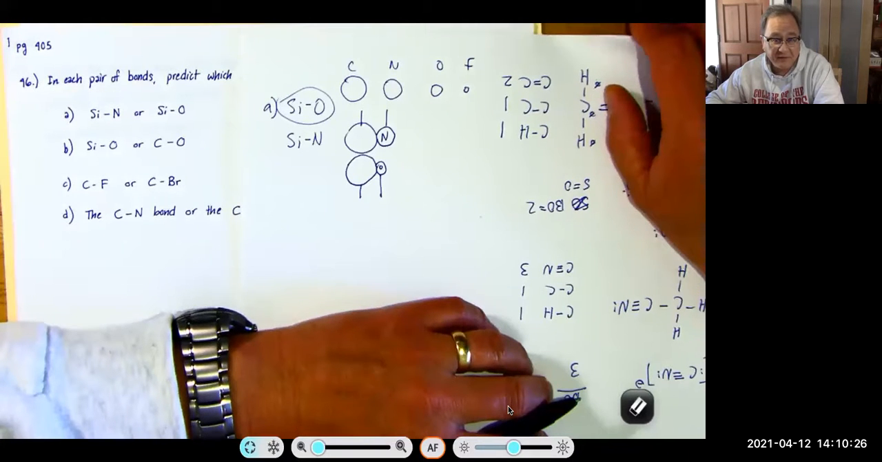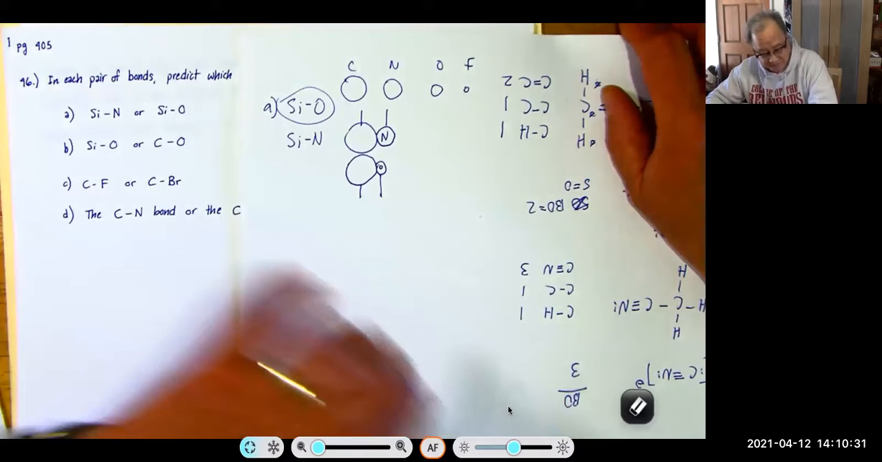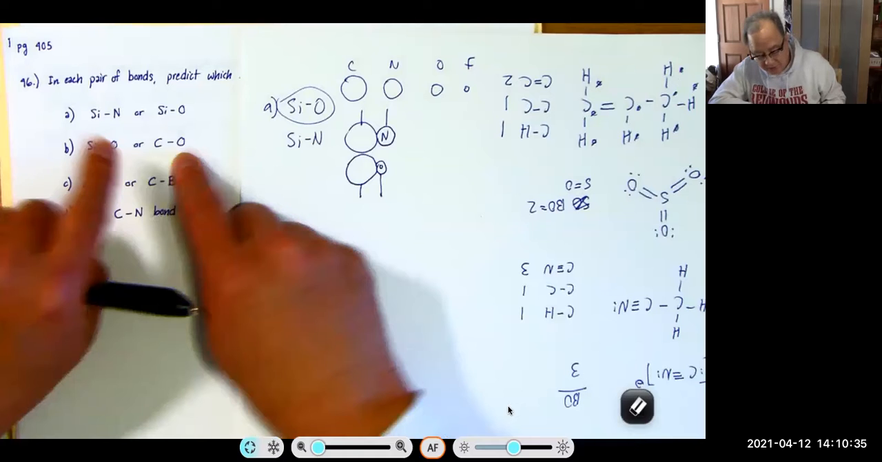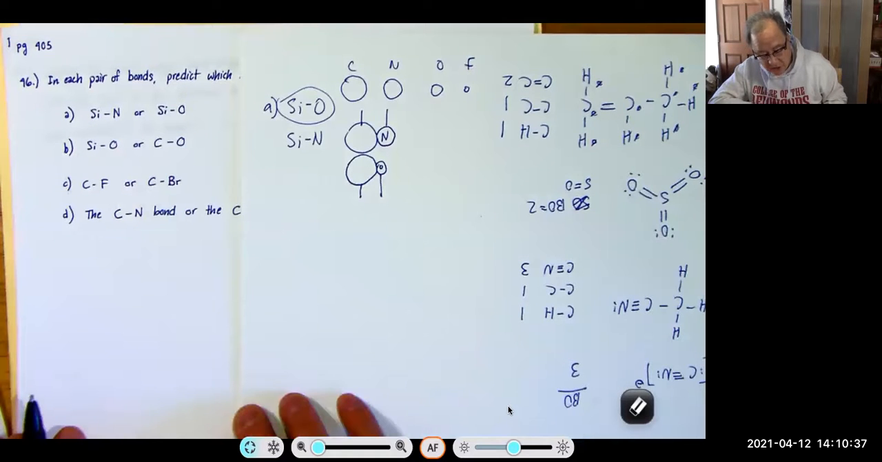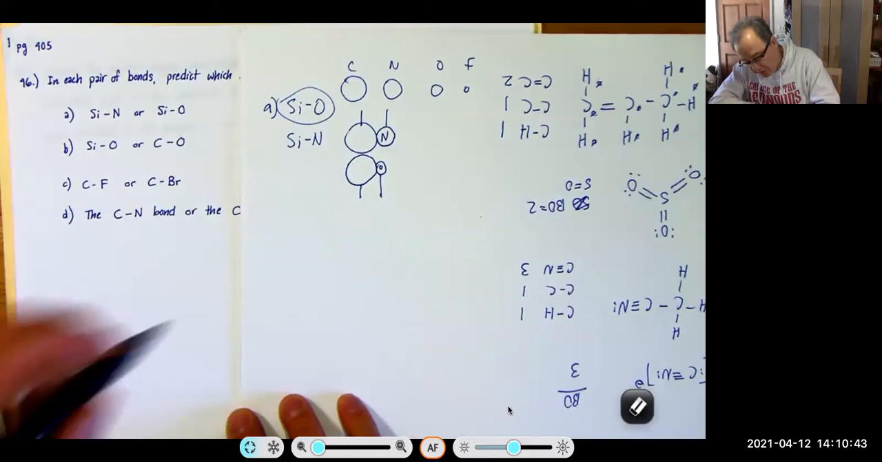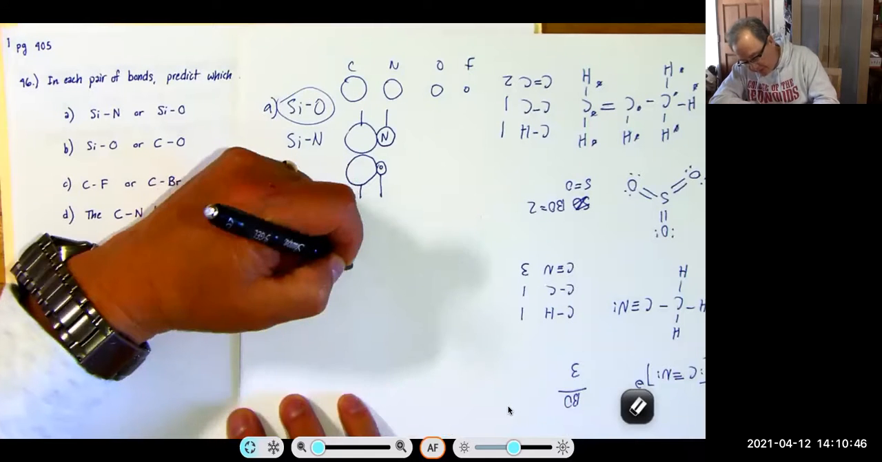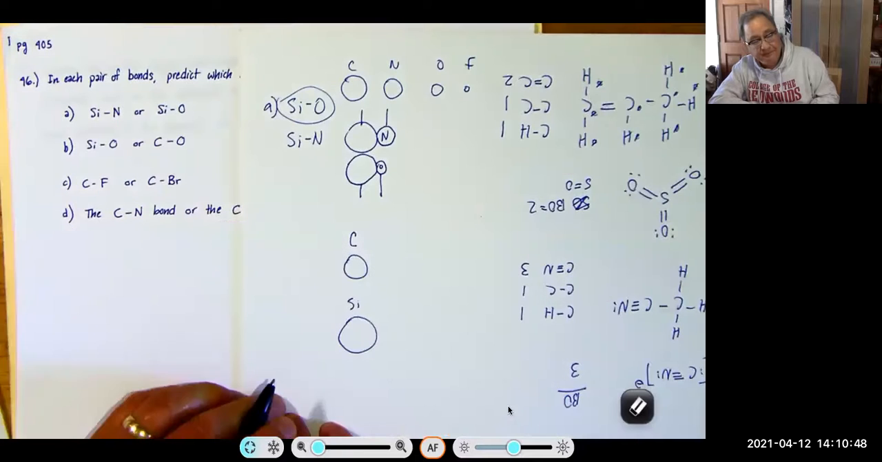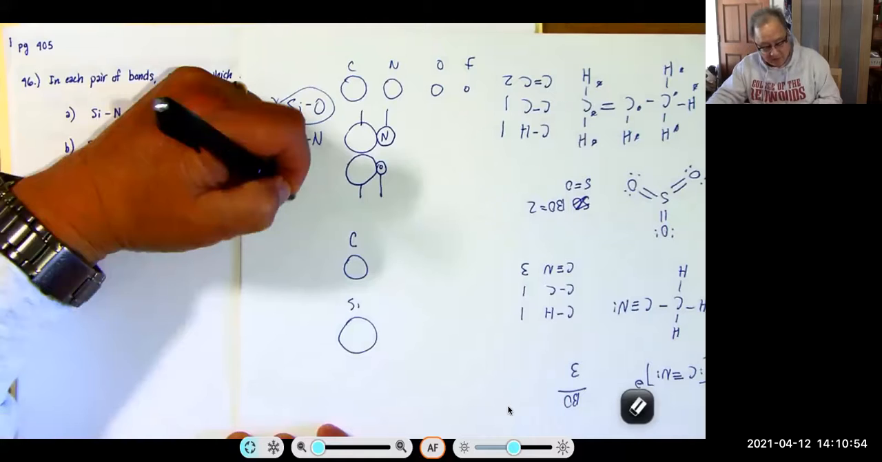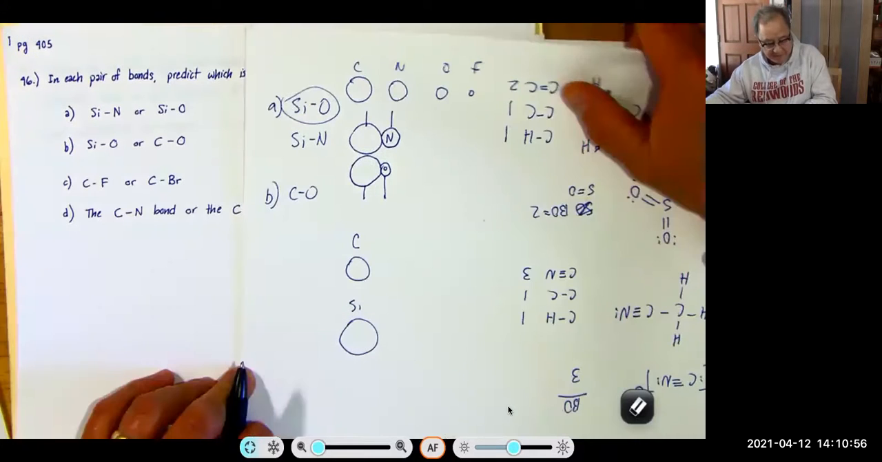Fair enough? Yeah. How about SiO or CO? Well, for CO here, oxygen is the same. So which one's smaller, carbon or silicon? Carbon. Yeah, it goes this way. Here's carbon. So silicon would be like that. They just get bigger as you go down. So for B, we would expect CO to be the smaller, shorter bond.